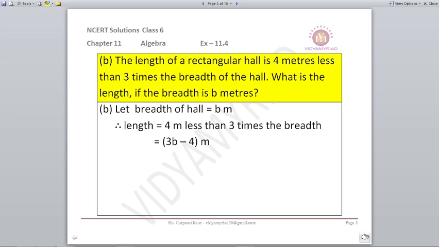The length of a rectangular hall is 4 meters less than 3 times the breadth of the hall. What is the length if the breadth is B meters? So we know the breadth of the hall is B. So what is the length? How are we going to describe length? They are telling 4 meter less than 3 times the breadth. So what is breadth? B. 3 times the breadth means 3B. Now 3B is our situation and we have to subtract 4 from it. So 3B minus 4 will be the length of the rectangular hall.